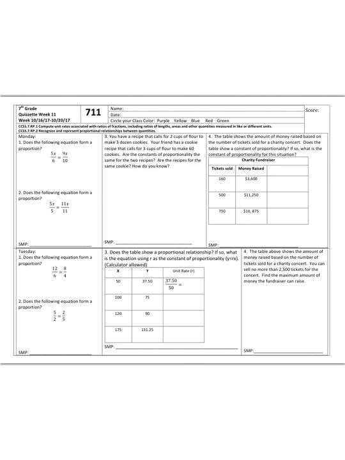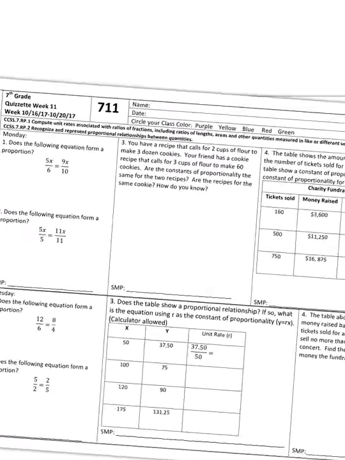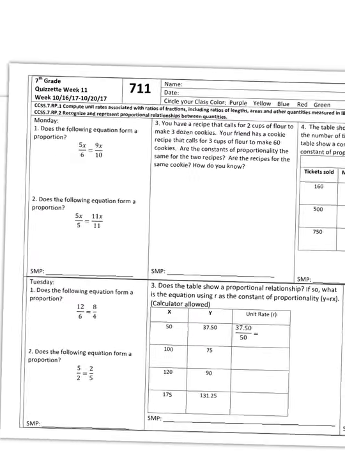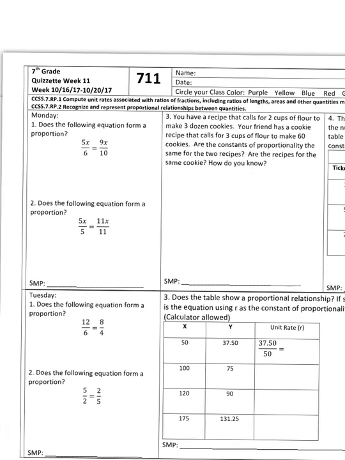Today we'll be watching a video on Quizzette 711. As always, when you get your Quizzette, the very first thing that you have to do is put your last name, comma, first name. Go ahead and write that right now. Please also write the date. Today's date is October 16th. Please circle your class color. Today I'm going to be purple.